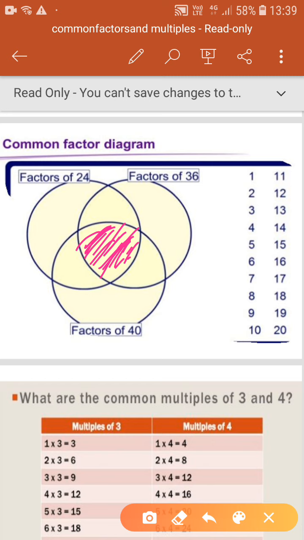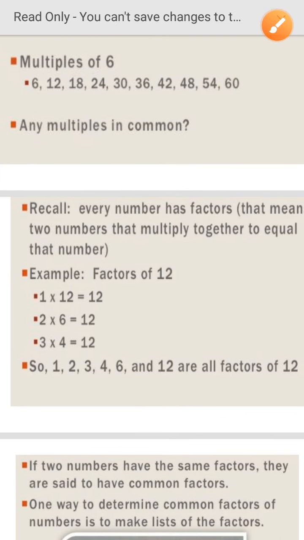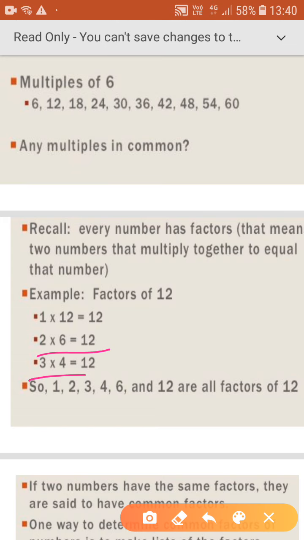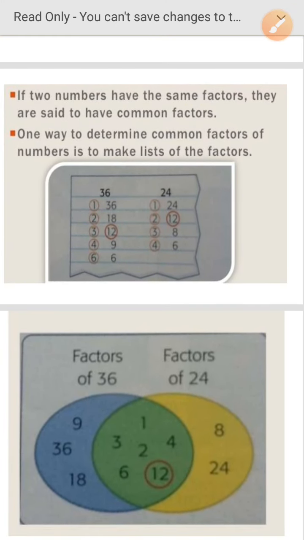So what is the method to find out common factors? First we'll list the factors of all the numbers, and then we will see what is common to all of them. So we can move on here. Factors are the numbers that multiply together to give a number. We know that the factors of 12 are 1 into 12 is 12, 2 into 6 is 12, 3 into 4 is 12. So 1, 2, 3, 4, 6, 12 are all the factors of 12. If two numbers have the same factors, they are said to have common factors.